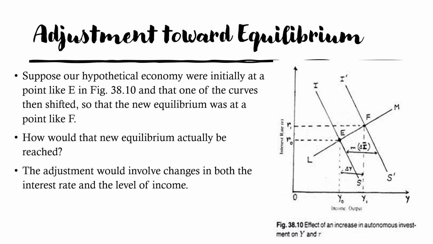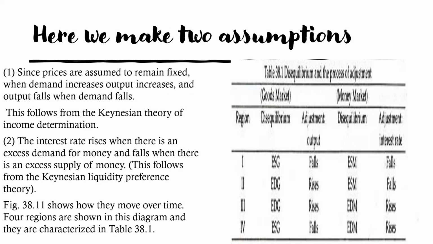The adjustment would involve changes in both interest rate as well as level of income, because we are measuring the levels of income or levels of output in the x-axis, and the levels of interest rate in the y-axis. So as a result, if there is any movement away from the equilibrium, that will definitely change the level of income and the level of interest rate. Now, here we have to make mainly two assumptions.